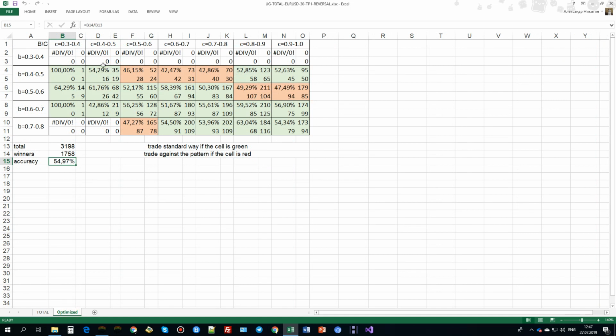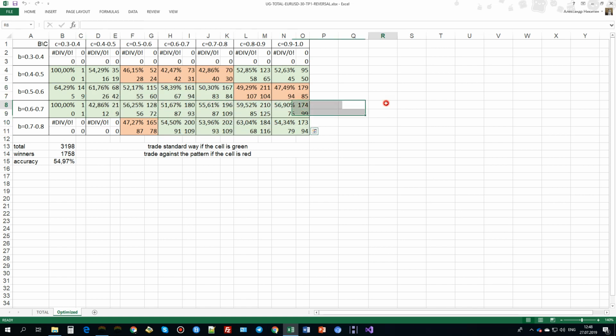And of course, you see no 0.3 of B point was included. That's why we have empty patterns here. Okay, so you have more winning patterns on Euro-dollar.